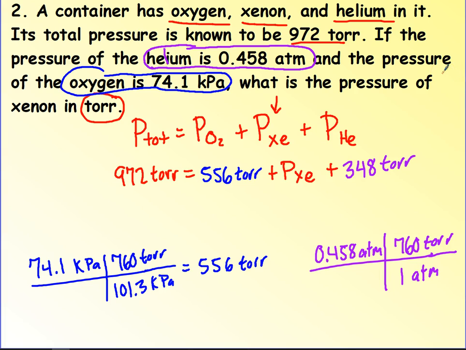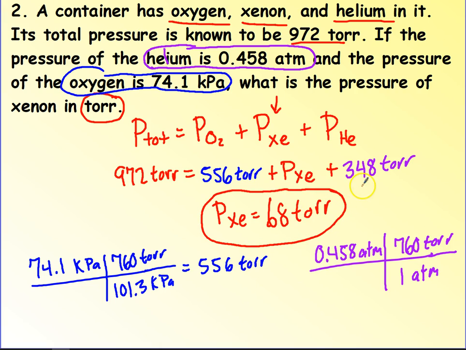Okay, now I have everything. I should be able to solve for Xe now. All you need to do is take 972 minus 556 minus 348, and the pressure of xenon, if you calculate it correctly, should give you 68 torr. And that would be the answer for xenon.